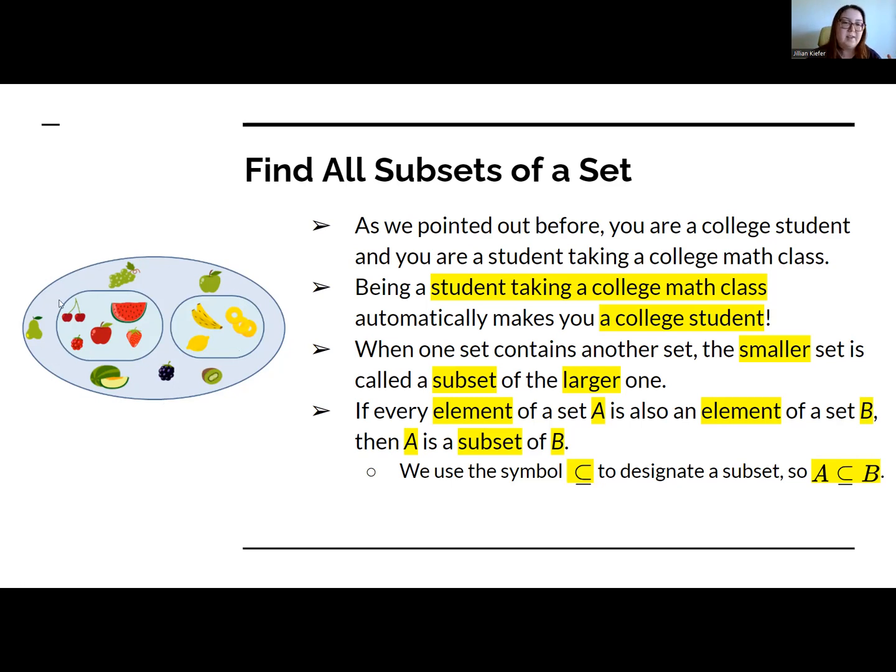So on our set here, if we look within the smaller sets, it's a lot of fruit. So we could probably say that the entire set, in this case, is the set of fruit.